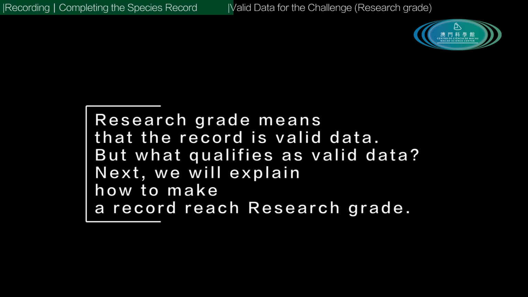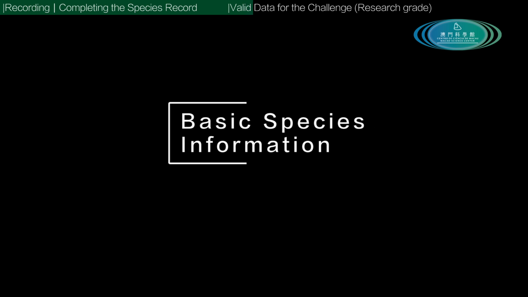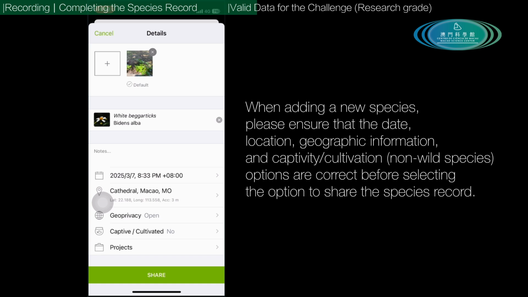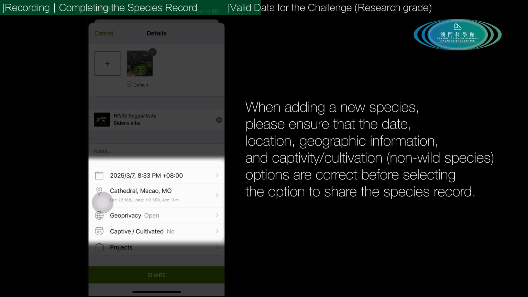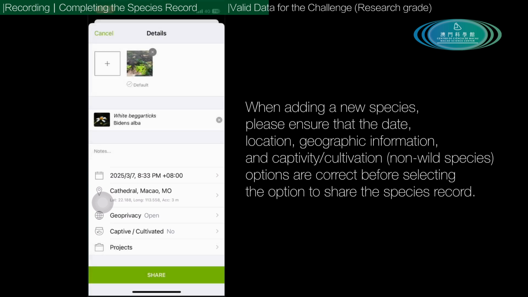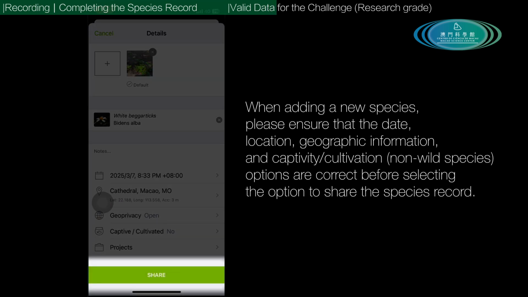Research grade means that the record is valid data. But what qualifies as valid data? Next, we will explain how to make a record reach research grade. When adding a new species, please ensure that the date, location, geographic information, and captive, cultivated, non-wild species options are correct before selecting the option to share the species record.